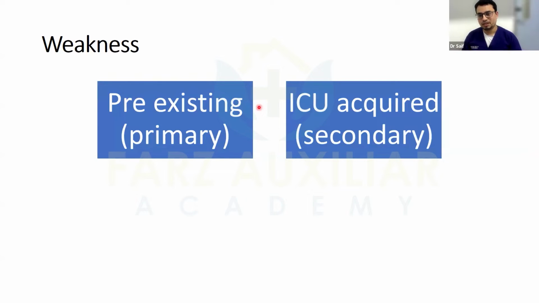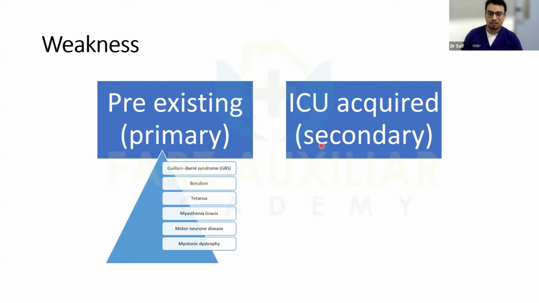Now, moving to the important part, that is weakness or muscle weakness in ICU. It could be pre-existing or primary type of weakness, or it could be ICU acquired weakness. Okay, so we see both types of things in ICU patients who are admitted. So we are going to discuss everything about weakness today. Pre-existing weakness could be Guillain-Barré or botulism, tetanus, myasthenia gravis, motor neuron disease, or myotonic dystrophy. So these are pre-existing type of weaknesses.